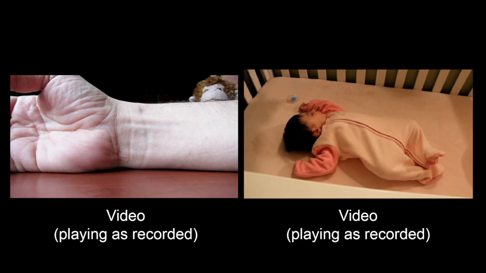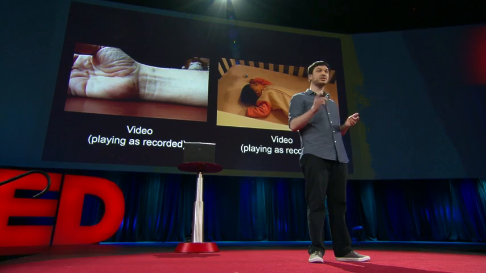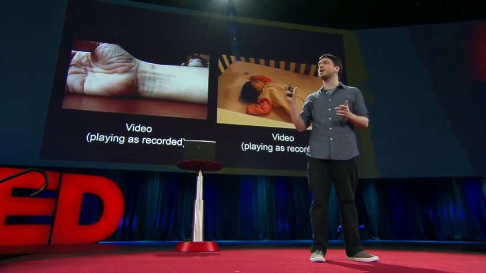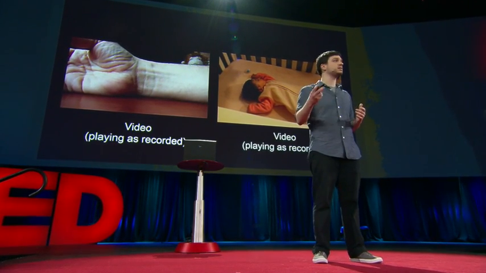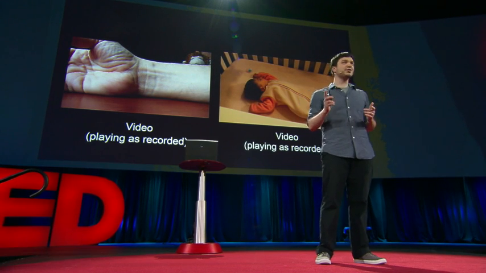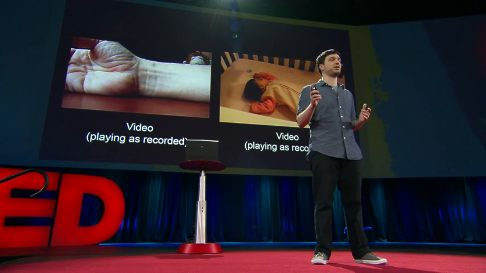On the left here, you see video of a person's wrist. And on the right, you see video of a sleeping infant. But if I didn't tell you that these were videos, you might assume that you were looking at two regular images. Because in both cases, these videos appear to be almost completely still. But there's actually a lot of subtle motion going on here.